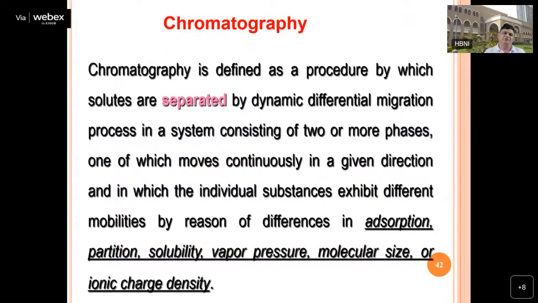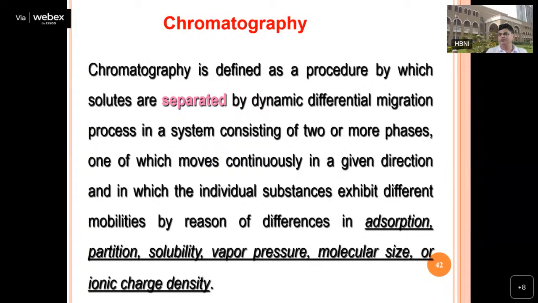So what is chromatography? Chromatography is defined as a procedure by which solutes are separated by a dynamic differential migration process in a system consisting of two or more phases, one of which moves continuously in a given direction and in which the individual substances exhibit different mobility by reason of differences in adsorption, partitions, solubilities, vapor pressures, molecular size, or ionic charge density.